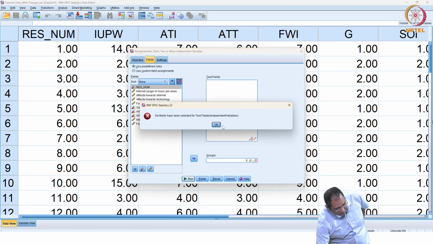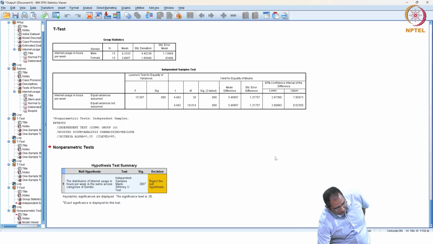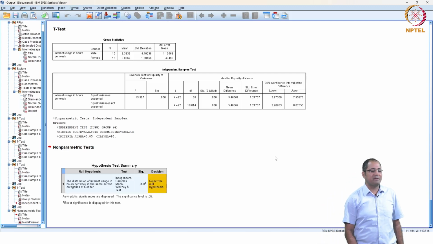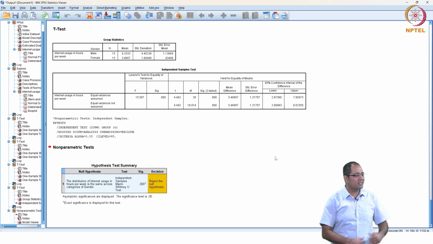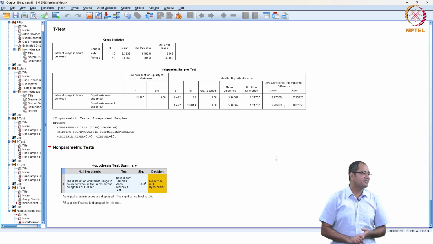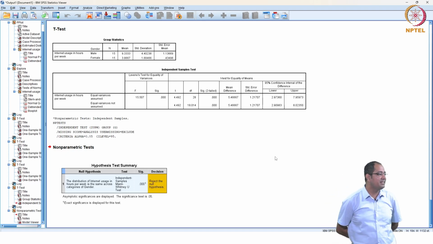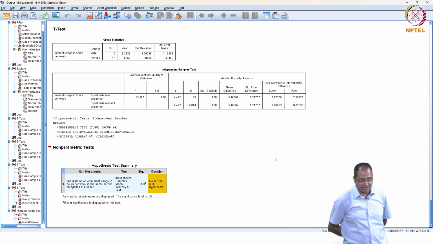Click on run. So what is the data we want? Internet usage, right? And groups is gender. And if you click run, now in this case it will give you a statement, it will make your life easy. It will state everything: reject the null hypothesis, what is the null, what is the alternate. See, the null hypothesis statement is given itself. So this will make life easier, because we need not state what is null, what is alternate.